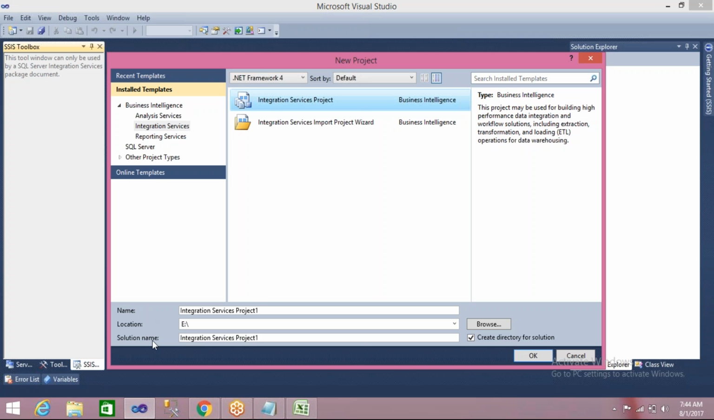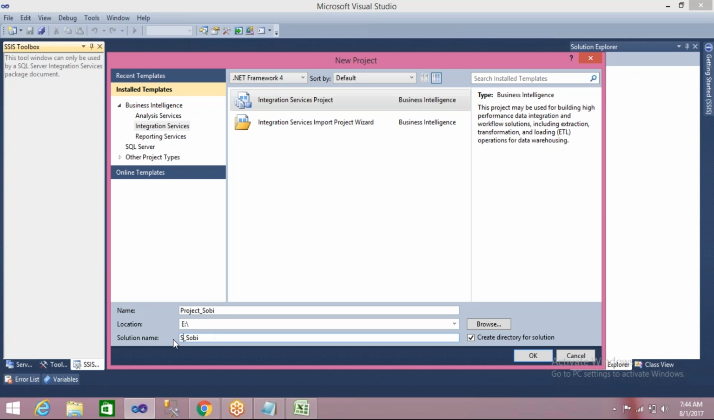Come down, there you can see name, location, and solution name. Location is where you want to save this particular project. I want to save this project in my local drive, an E drive. And what is the name of the project that you are going to give? Let us say I will give project underscore Sobi. For the solution, whatever name I am giving in the name column, the similar name it takes for the solution name as well.